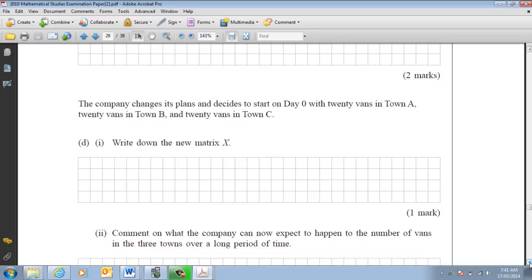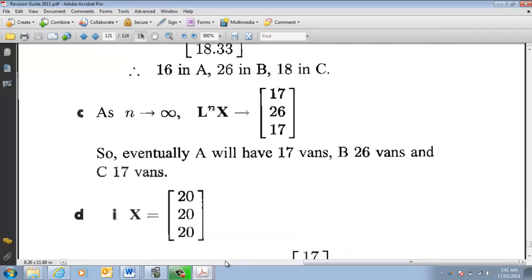Then on day 0, we have 20 vans in town A, 20 vans in town B, 20 vans in town C. Write down this in the new matrix. Well, because we're putting that information about the cars, that has to go into a column matrix. So you'd be writing that information into that one there. So that's your answer there.